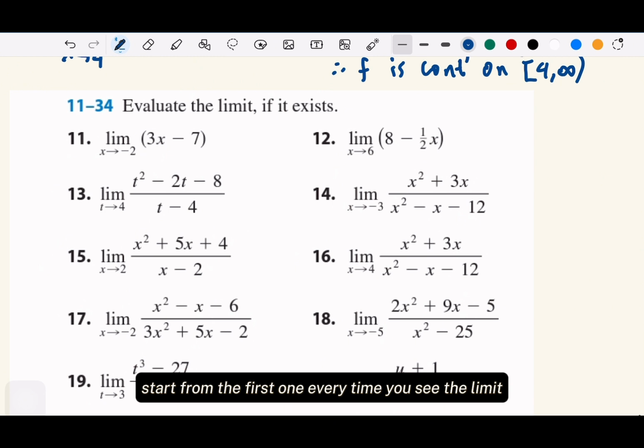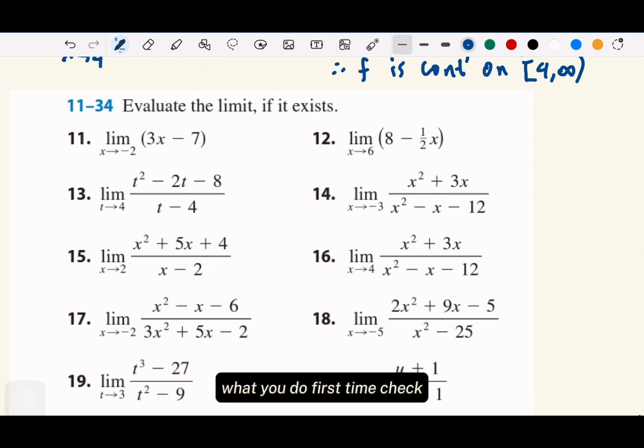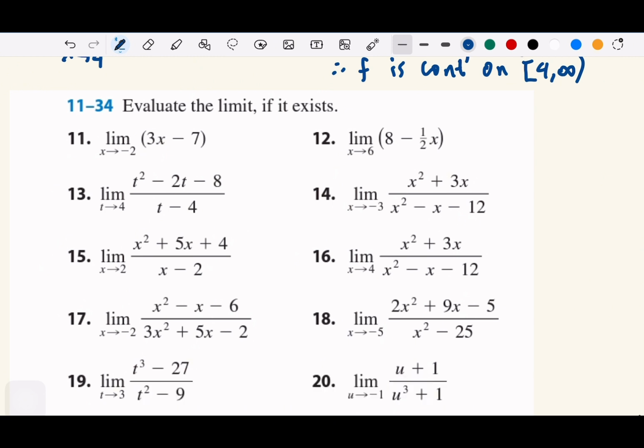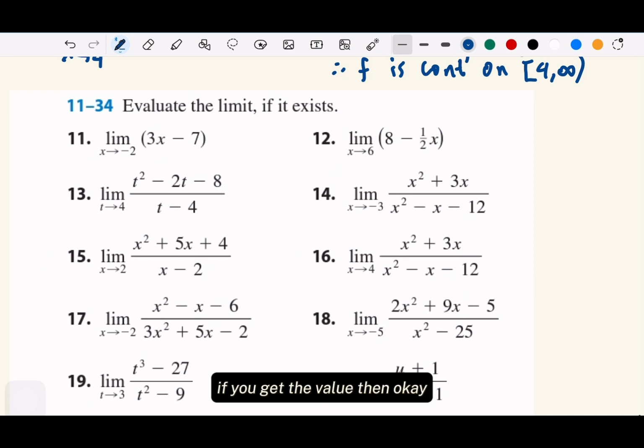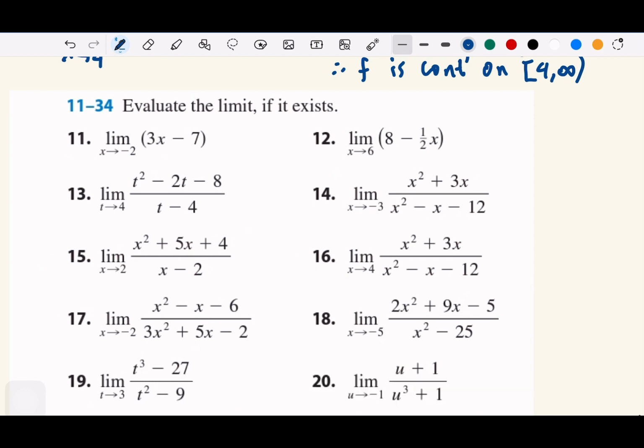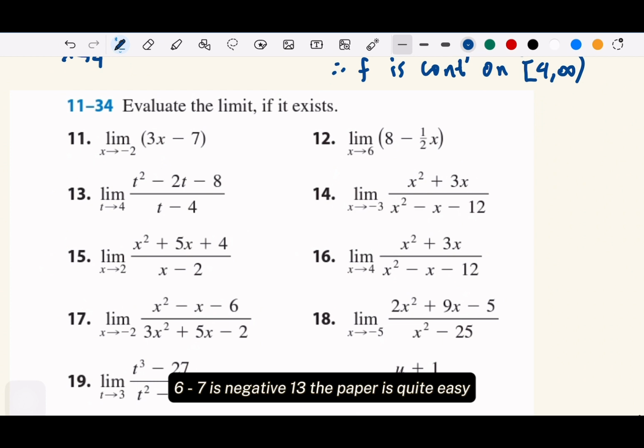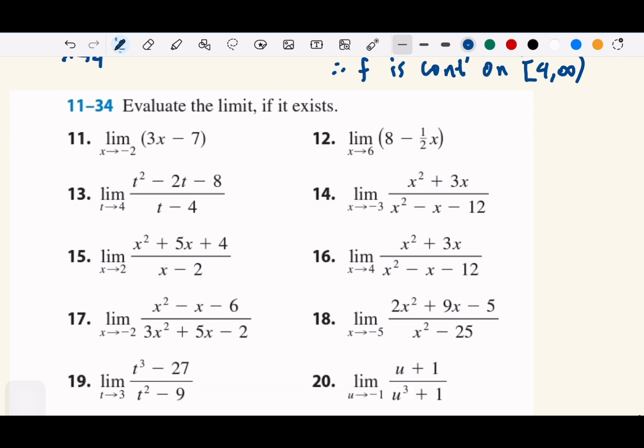Every time you see the limit, what should you do first? Check. If you get the value, then okay, you can just get the result. It means that the limit is equal to the function itself, so you can also say it's continuous by itself. So if you have number 11, it's just -2, put here, -6, -7 is -13. I think it's quite easy.